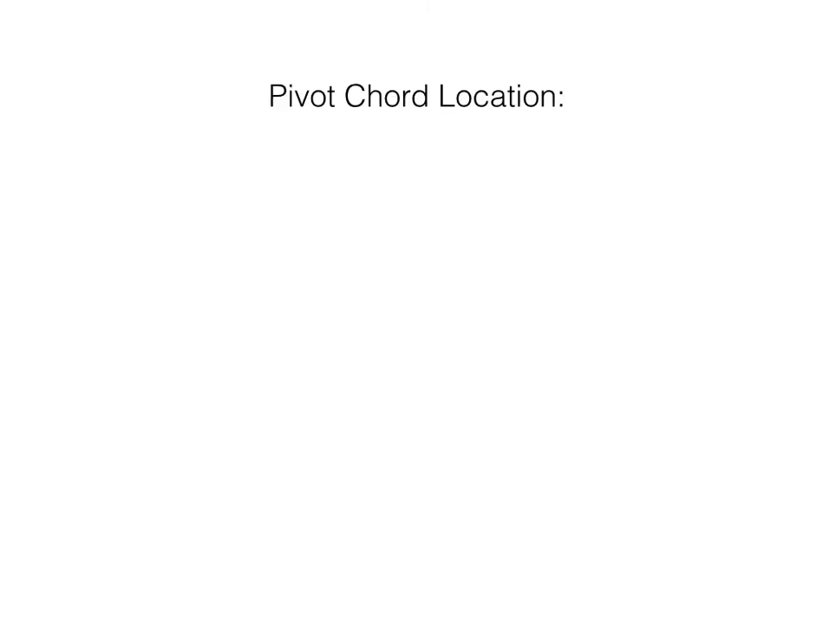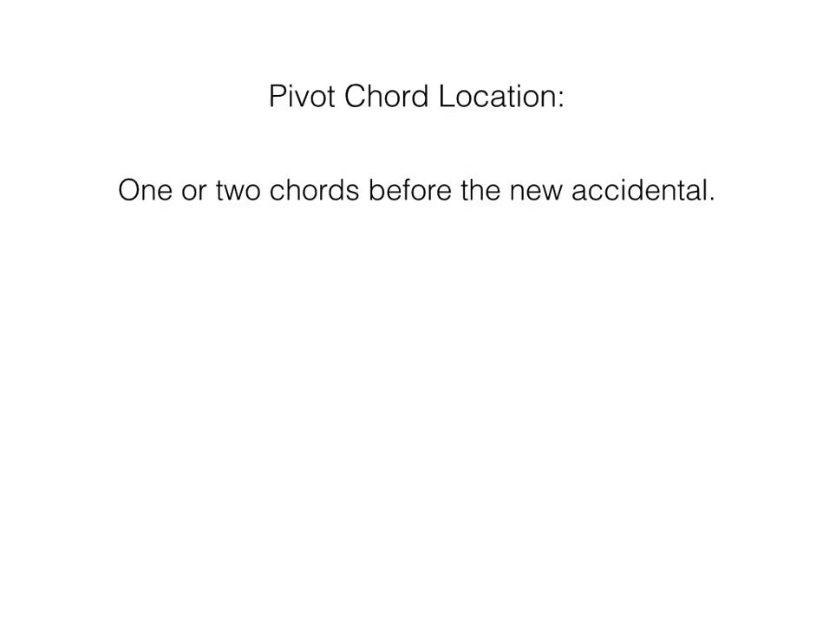How do we determine the location of a pivot chord? The new accidental means we are already in the new key, so the pivot chord needs to be before the appearance of this accidental. Usually this is only 1 or 2 chords behind the accidental. There we will find a chord that meets our pivot chord criteria. Let's go back to the Beethoven example.